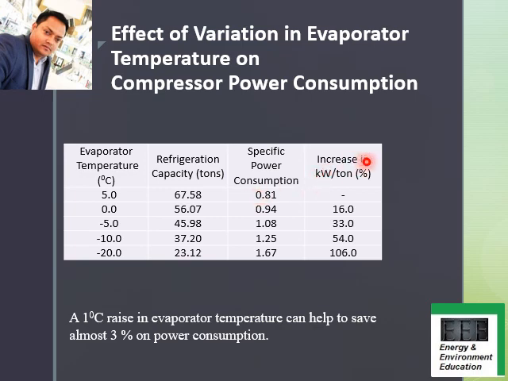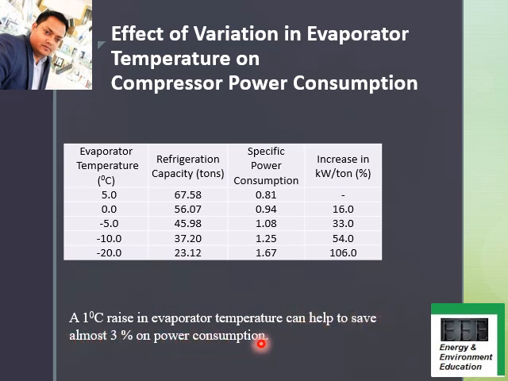If you see the increase in kilowatt per ton percentage, as the temperature is lowered in the evaporator, you should understand that what we are talking about here is the evaporator. In the case of the evaporator, you have to keep the temperature as high as possible, and if it is lowered, then the specific power consumption also gets increased, and the increase in kilowatt per tonnage also will be increased if you keep the temperature low. So a 1 degree centigrade rise in evaporator temperature can help to save almost 3% on power consumption.